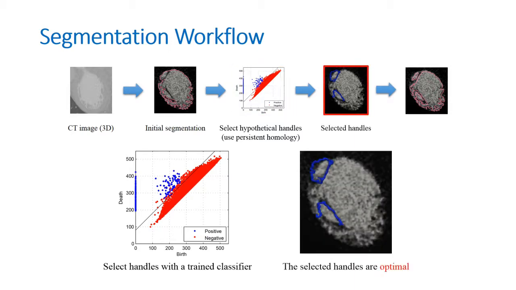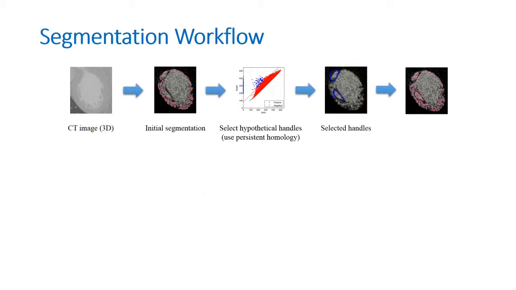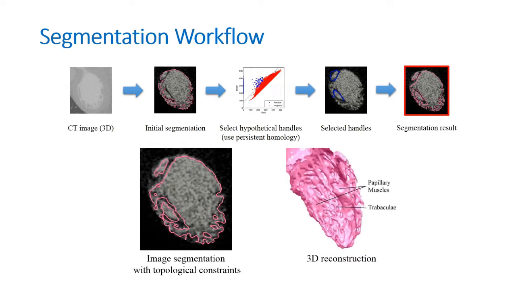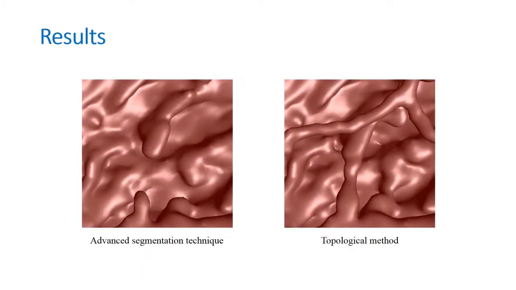Here we show the two blue selected handles. They are optimized to be the shortest based on an A* search strategy. Finally, we incorporate the handles into the initial segmentation result and capture the trabeculae structure successfully. In this way, we are able to reconstruct the trabeculae structures. Here is the comparison result between the classical segmentation technique and the topological method. The topological method captures the trabeculae that are missed by the other method.